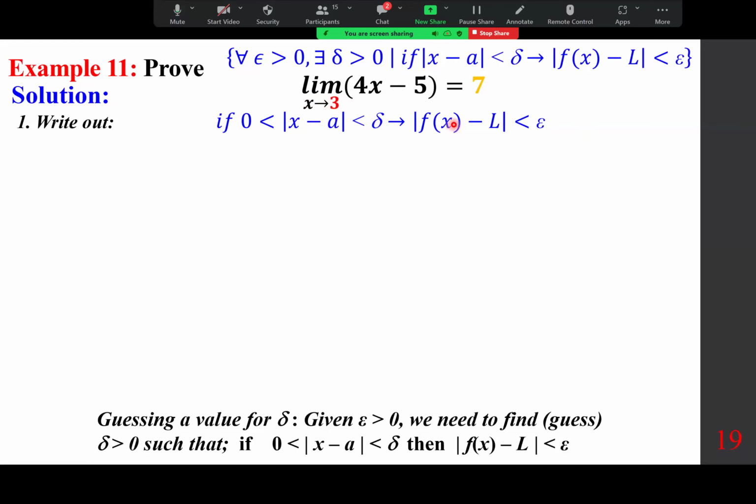Then f of x, everybody, what is f of x? 4x minus 5 minus L, what is L? 7. So if the absolute value of x minus 3 is less than delta, therefore the absolute value of the function f of x, 4x minus 5, minus the limit 7, is less than epsilon. So that's how we do the writing. And we always start with this part.